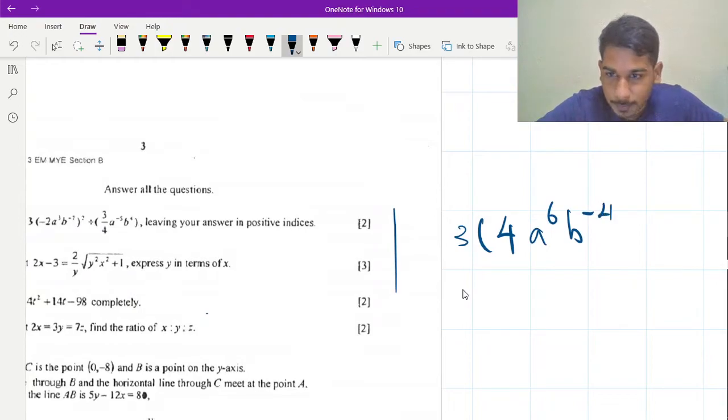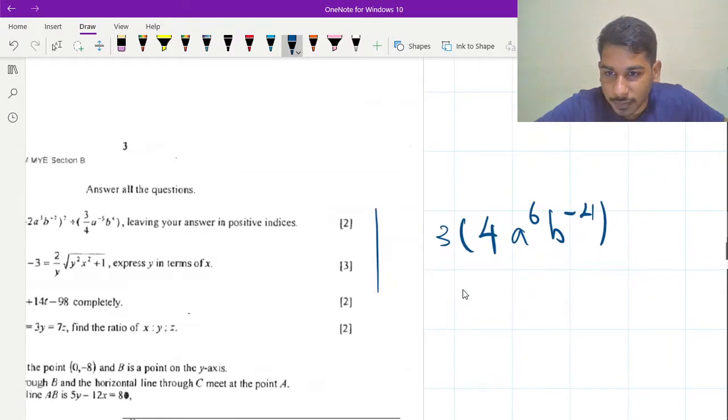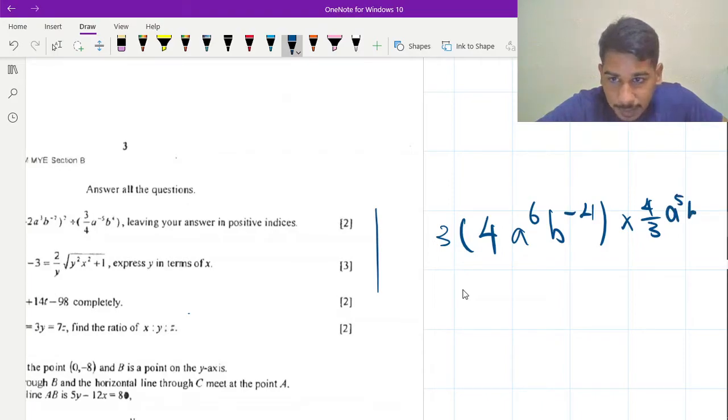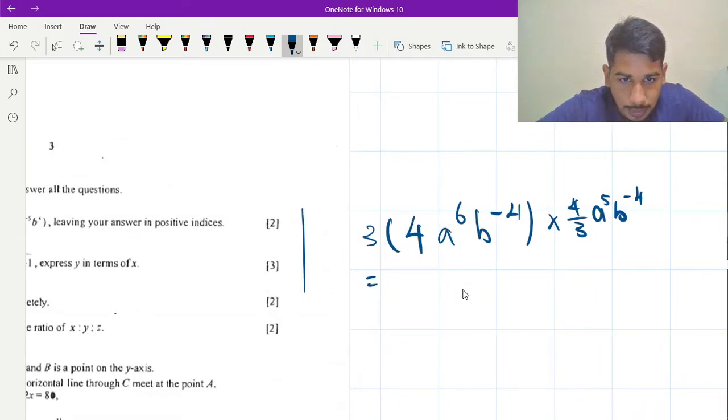Negative 4. And then we're going to divide by that thing, which is the same thing as multiplying by 4 over 3 times a to the power of 5 times b to the power of negative 4. Okay. So the 3's will cancel out. Then you will have 4 times 4, 16. a to the power of 6 plus 5 is going to be 11, and then b to the power of negative 8. Okay.